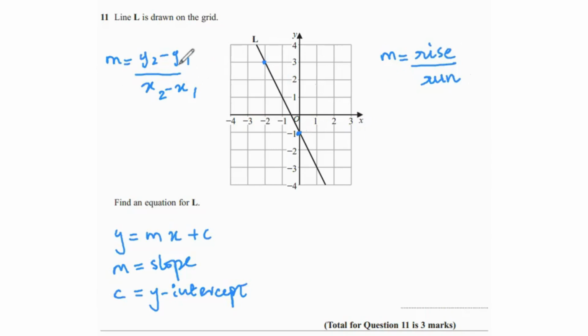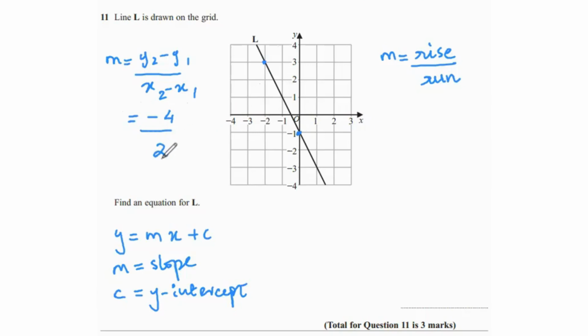So rise is basically your change in y and run is your change in x. So if we compare these 2 points for a rise, we're going from 3 to -1. So 1, 2, 3, 4. 4 units. And since we're going down, that means it's going to be negative. Now, at x = -2, y equals 3. So from -2, we're going to x equals 0. So there's a difference of 2 units.